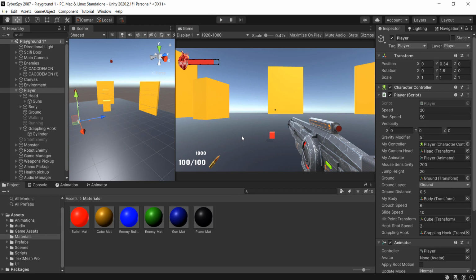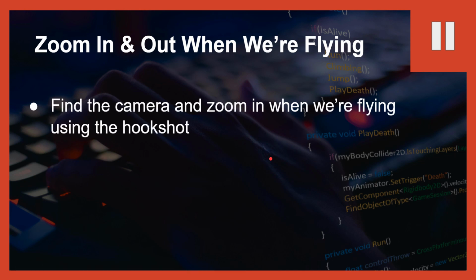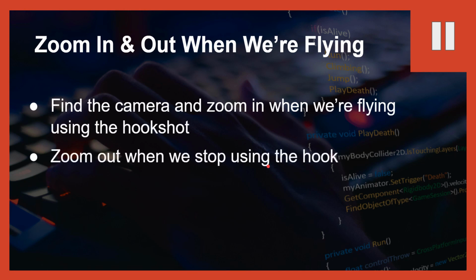Now it's time to add a couple of things, like for example, we want our FOV or the camera to zoom in and zoom out while we are flying. This will add a bit of speed feeling to our game. So it's going to be part of your challenge. Zoom in and out when we are flying. Find the camera and zoom in when we are flying using the hookshot and zoom out when we stop using the hookshot.